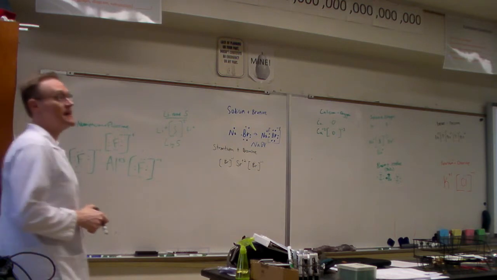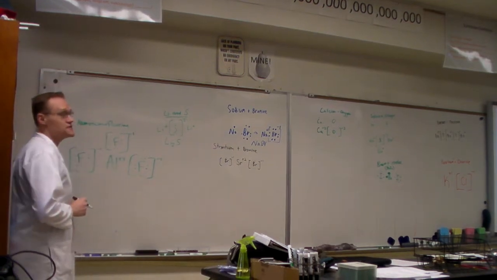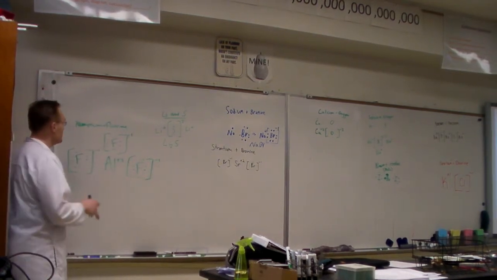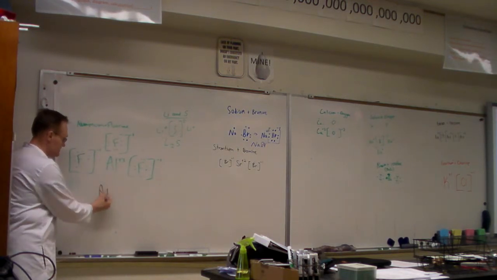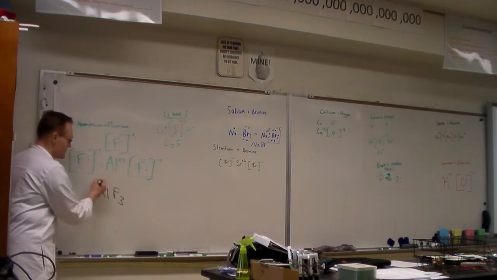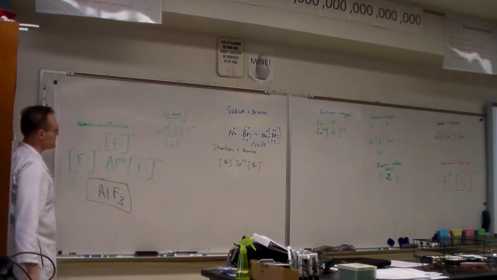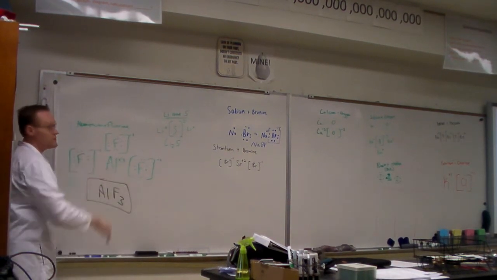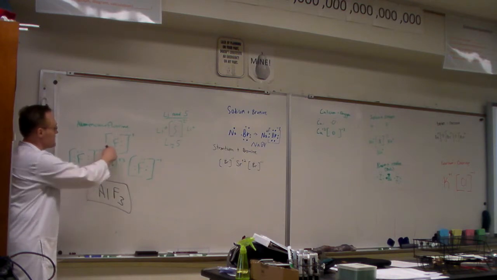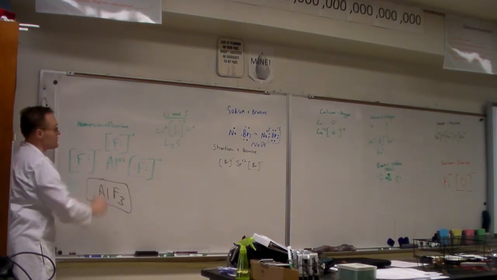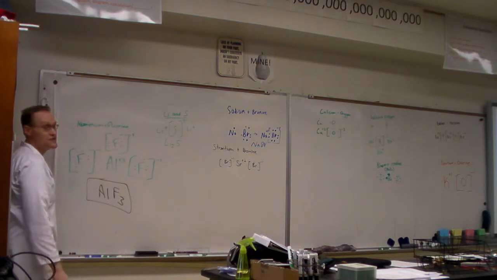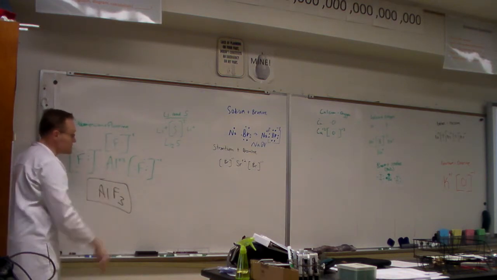When you're writing the formula out for these, which formula gets written first? The positive or the negative? Positive. So the formula for the aluminum with the fluorine is going to be? AlF3. Great. And other than that, I'm perfectly fine with the way that the hand is written. You'll notice that they end up having the negative ions staggered around the aluminum so that they are not touching each other, so the negatives aren't next to the negatives, and they're close to the positive.